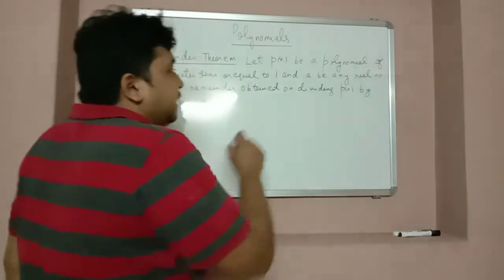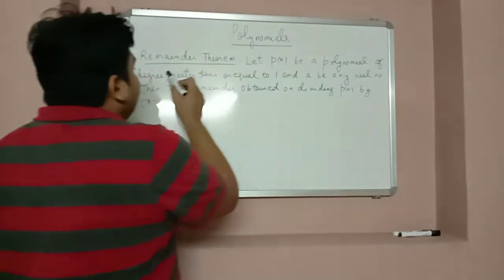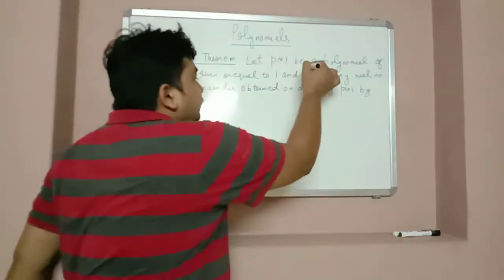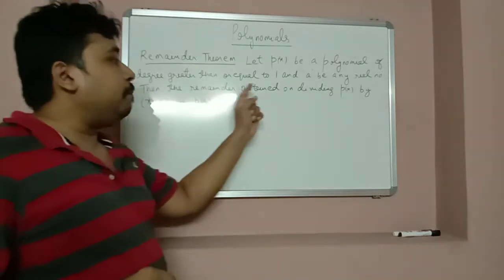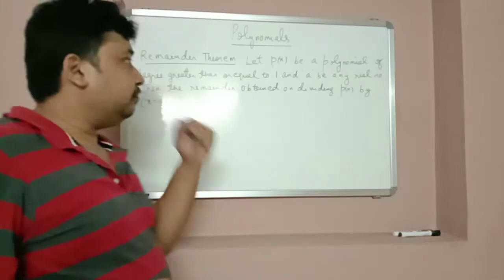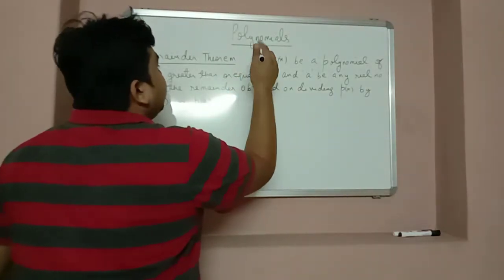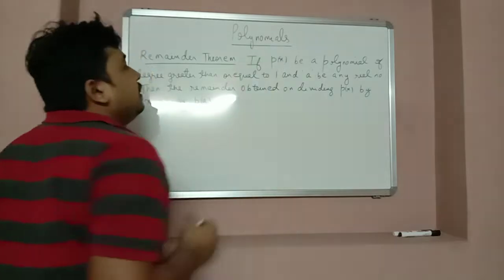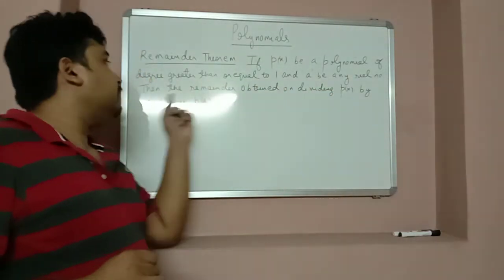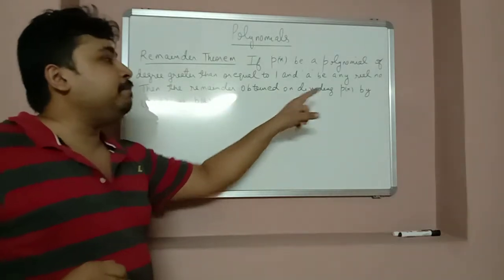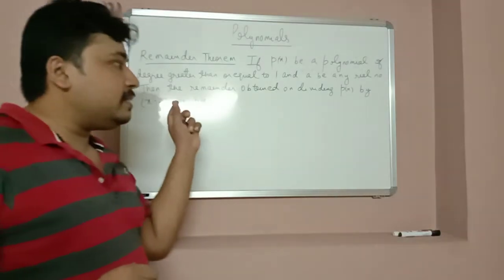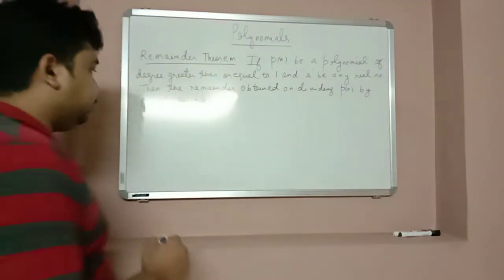Now remainder theorem states that if p of x is a polynomial of degree greater than or equal to 1 and a be any real number, then the remainder obtained on dividing p of x by x minus a is p of a. More correctly, we can say if p of x be a polynomial of degree greater than or equal to 1 and a be any real number, then the remainder obtained on dividing p of x by x minus a is p of a. Now let us understand this with the help of an example.